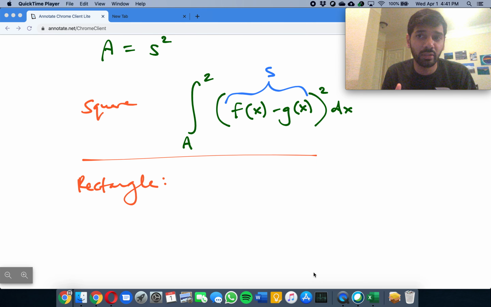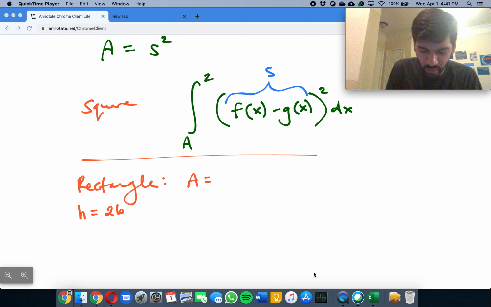For example, there's another free response question where the cross sections are rectangles where the height is twice the length of the base. So I'll put that here, that the height of each rectangle is twice the length of the base. It'll tell you that specific information in the problem. And so in this case, the area of a rectangle, one of those slices that you're making, would be the base times the height. Now the base, let's just call it b, times the height.